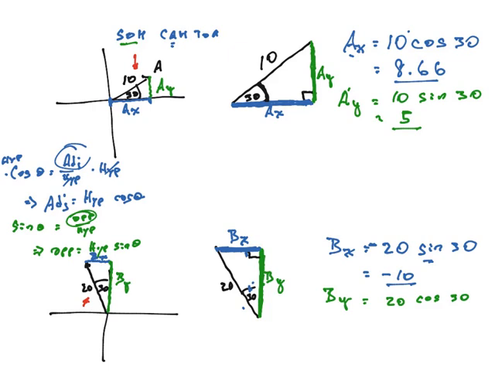So don't be confused that because x is negative, y has to be negative. That's not true. X and y are independent from each other. So in this case, x is pointing to the left, negative, but y is pointing upwards, so it's positive. So plug 20 cosine 30 into my calculator. Again, remember you're using degree mode in case you're not getting these numbers. And you get 17.32.